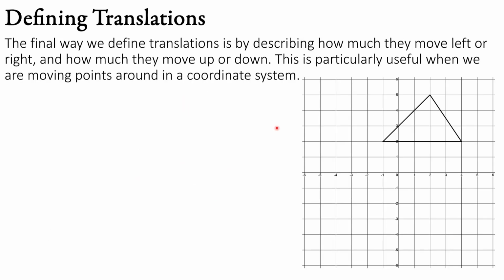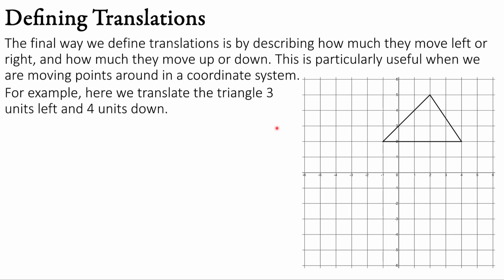Finally, the last way we define a translation, and this is much more useful in coordinate systems, is we describe how much points move left or right and how much points move up or down. These are usually pretty straightforward. For example, let's translate this triangle 3 units left and 4 units down. So here we are, we're moving 3 units to the left, 4 units down. This point moves 3 units to the left, 4 units down, and this point moves 3 units to the left, 4 units down.